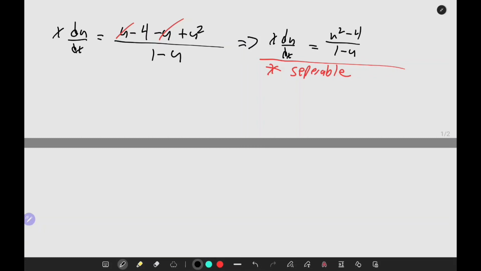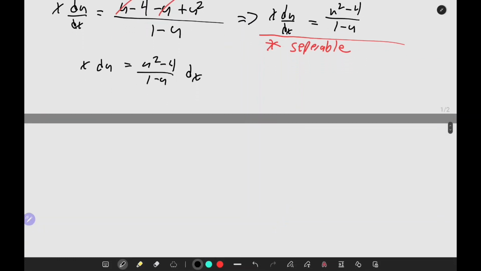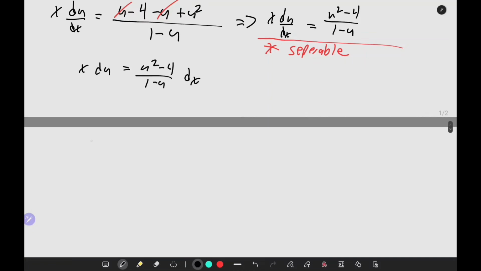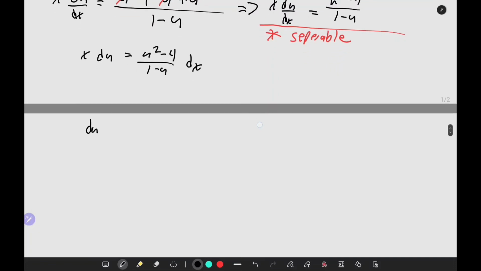So what I'm going to do is multiply both sides by dx. So x du is equal to u squared minus 4 over 1 minus u dx. I'm now going to multiply both sides by 1 minus u. Actually, before I do that, let me get all the x's over to the right side. So let me do this all in one step. We'll have du, I'm going to multiply both sides by 1 minus u, divide both sides by u squared minus 4.